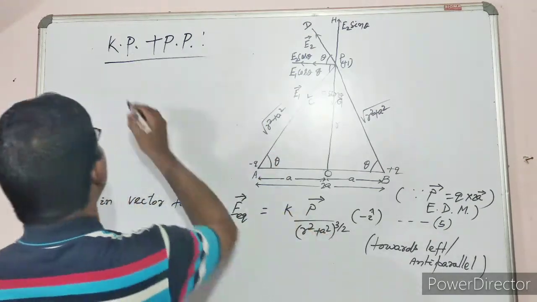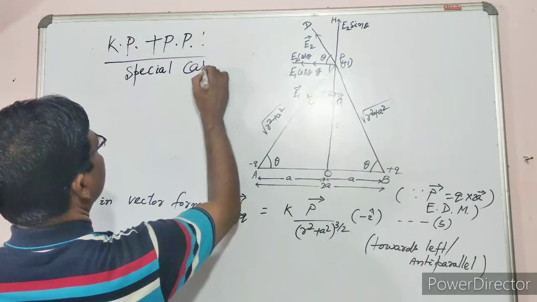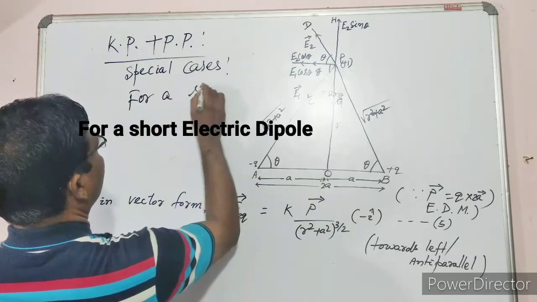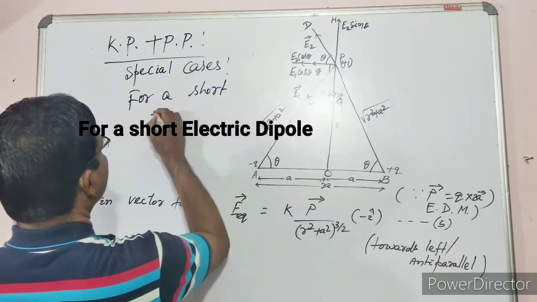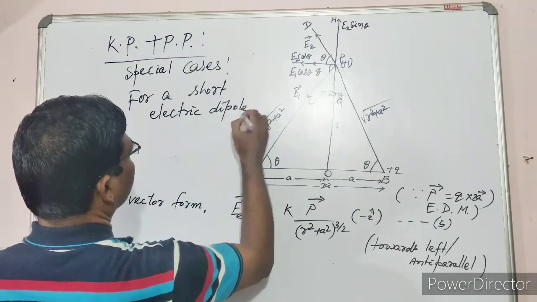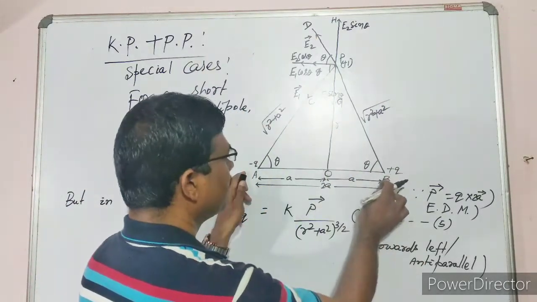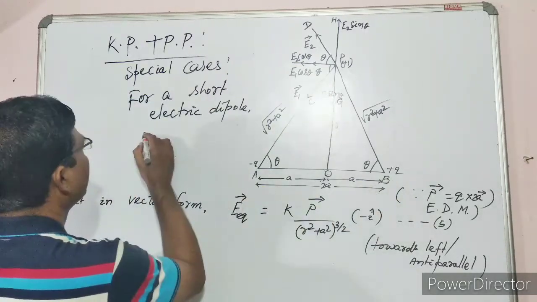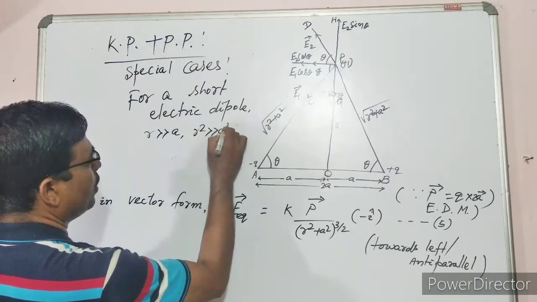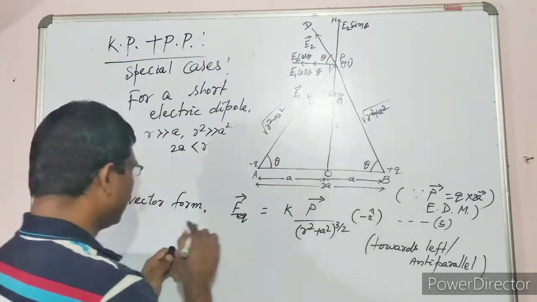Let us start. 1. Special cases for a short electric dipole. What do you mean by a short electric dipole? When r is greater than 2a. That means when r is greater than a, or r square is greater than a square, or 2a is less than r. Then what will happen?